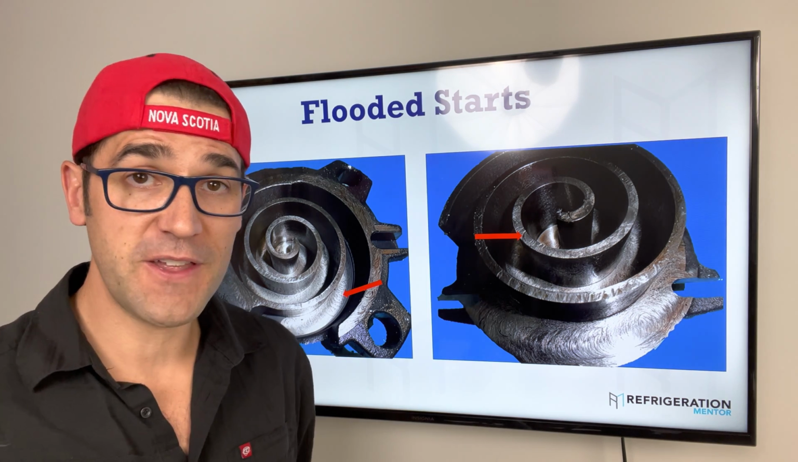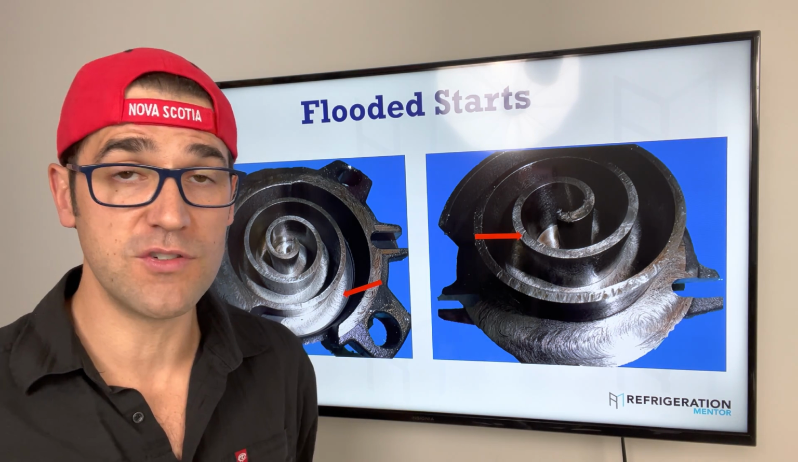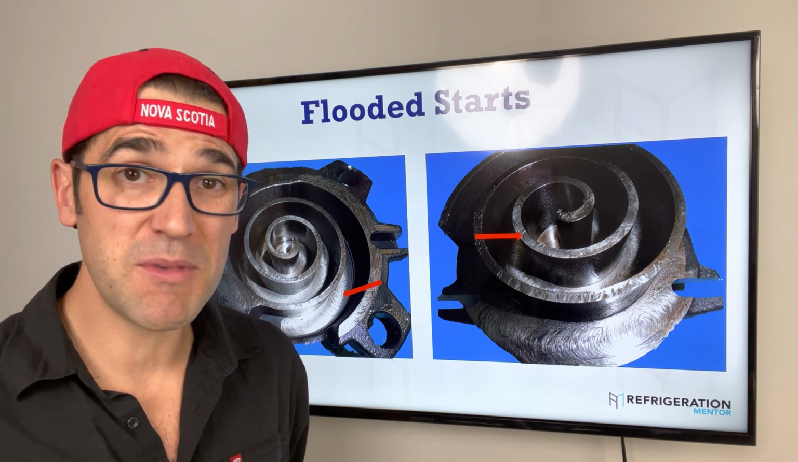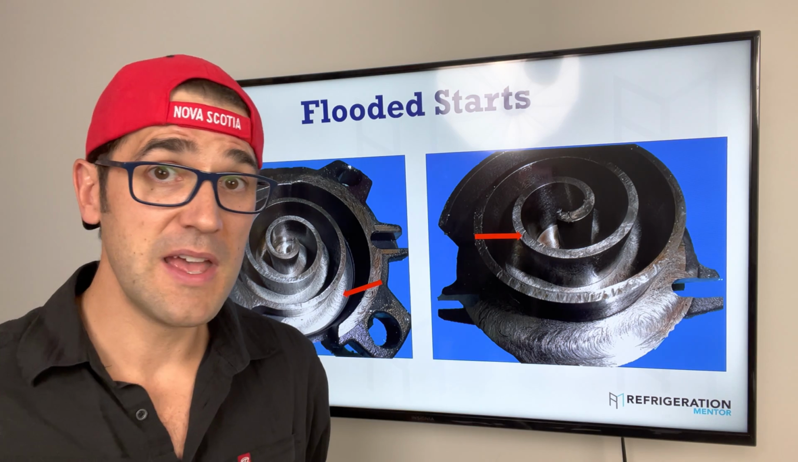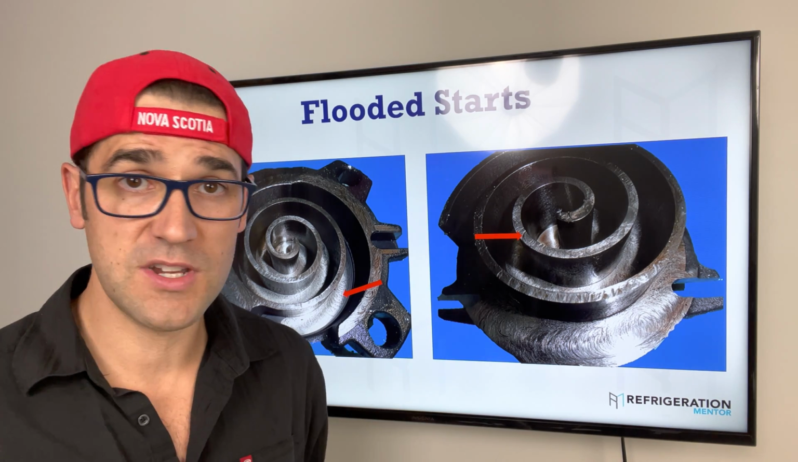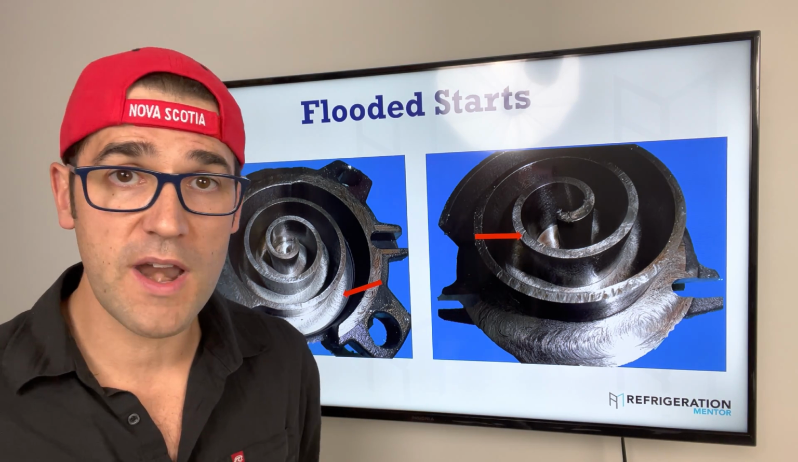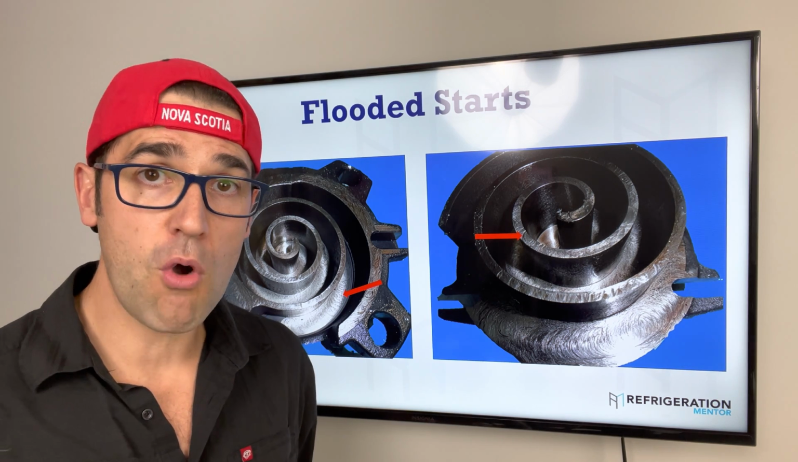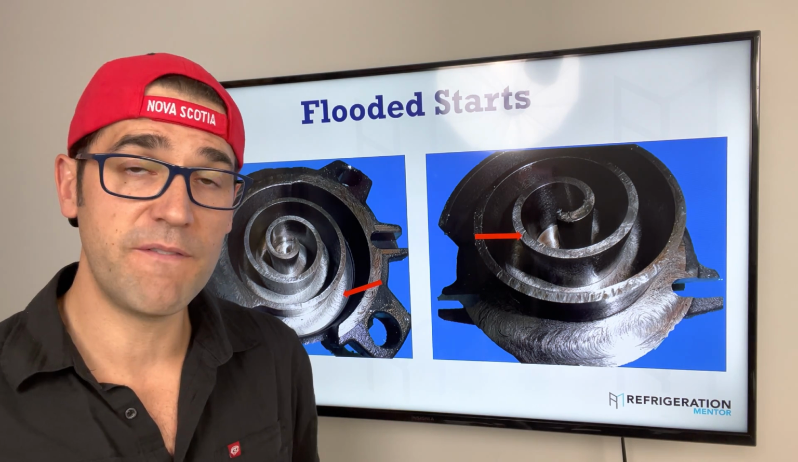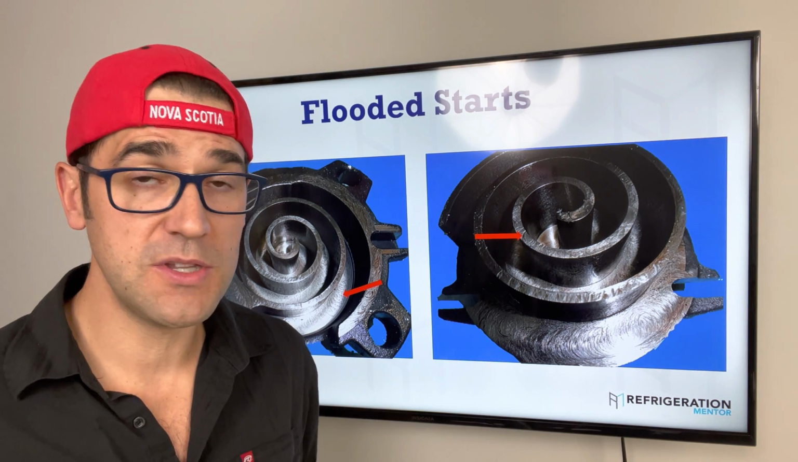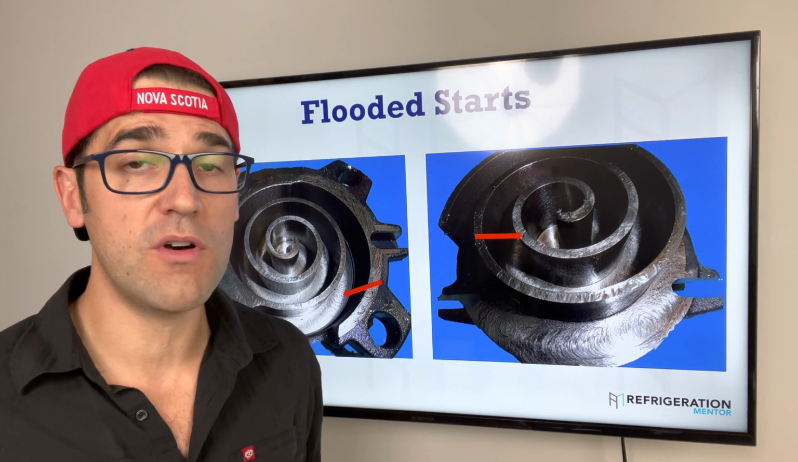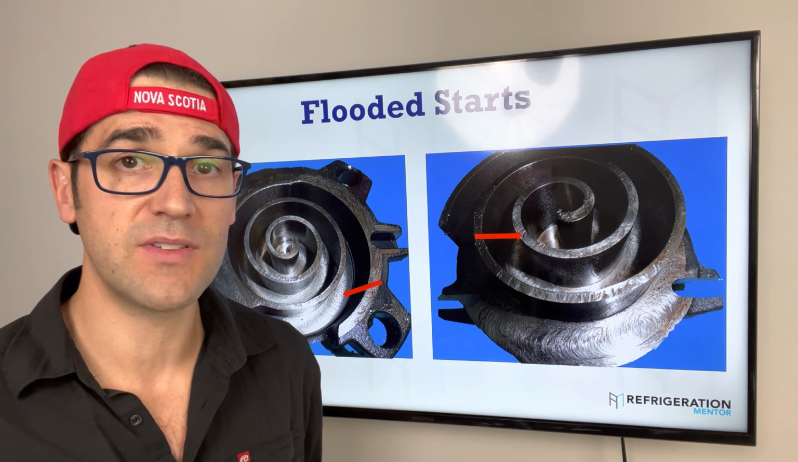So a massive flooded start causes a slug in a refrigerant-cooled compressor. On a semi-hermetic, you're getting broken rods, broken rings, broken pistons, broken suction valves, broken discharge valves, broken discs, whatever it is. You're getting broken pieces because of the force of that liquid refrigerant and oil, because there's a massive amount of oil flying all over the place when there's a massive explosion.